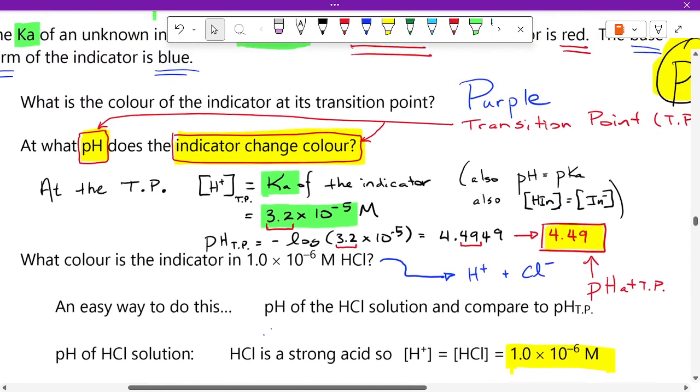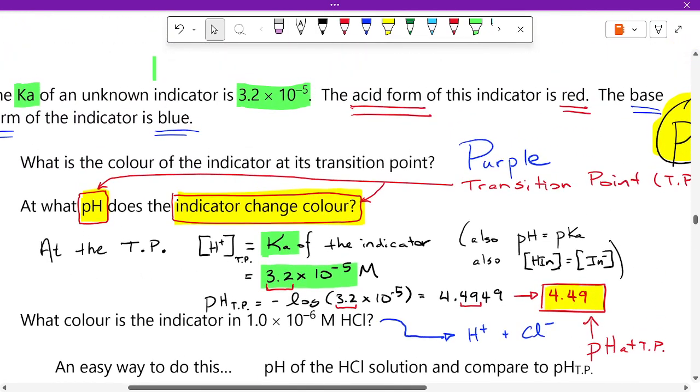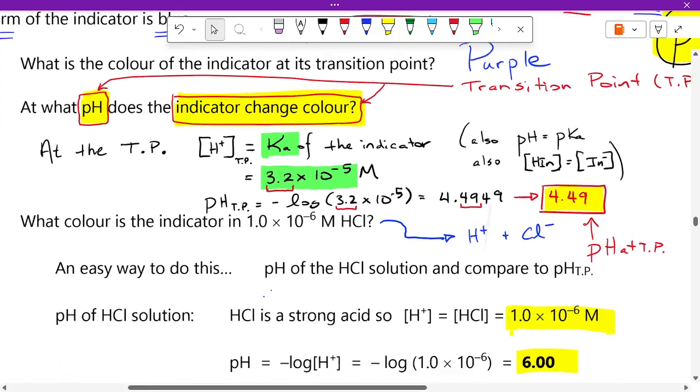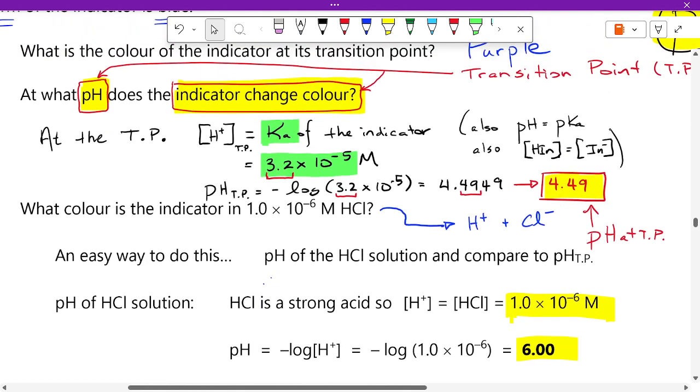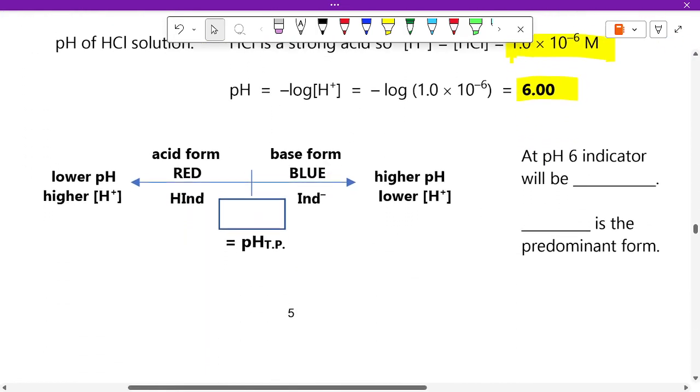It says that the acid form of this indicator is red. It says the base form of this indicator is blue. And we change from the acid form to the base form at 4.49. So below 4.49 pH, will we see the acid form or the base form? We'll see the acid form. Above 4.49, we will see the base form.